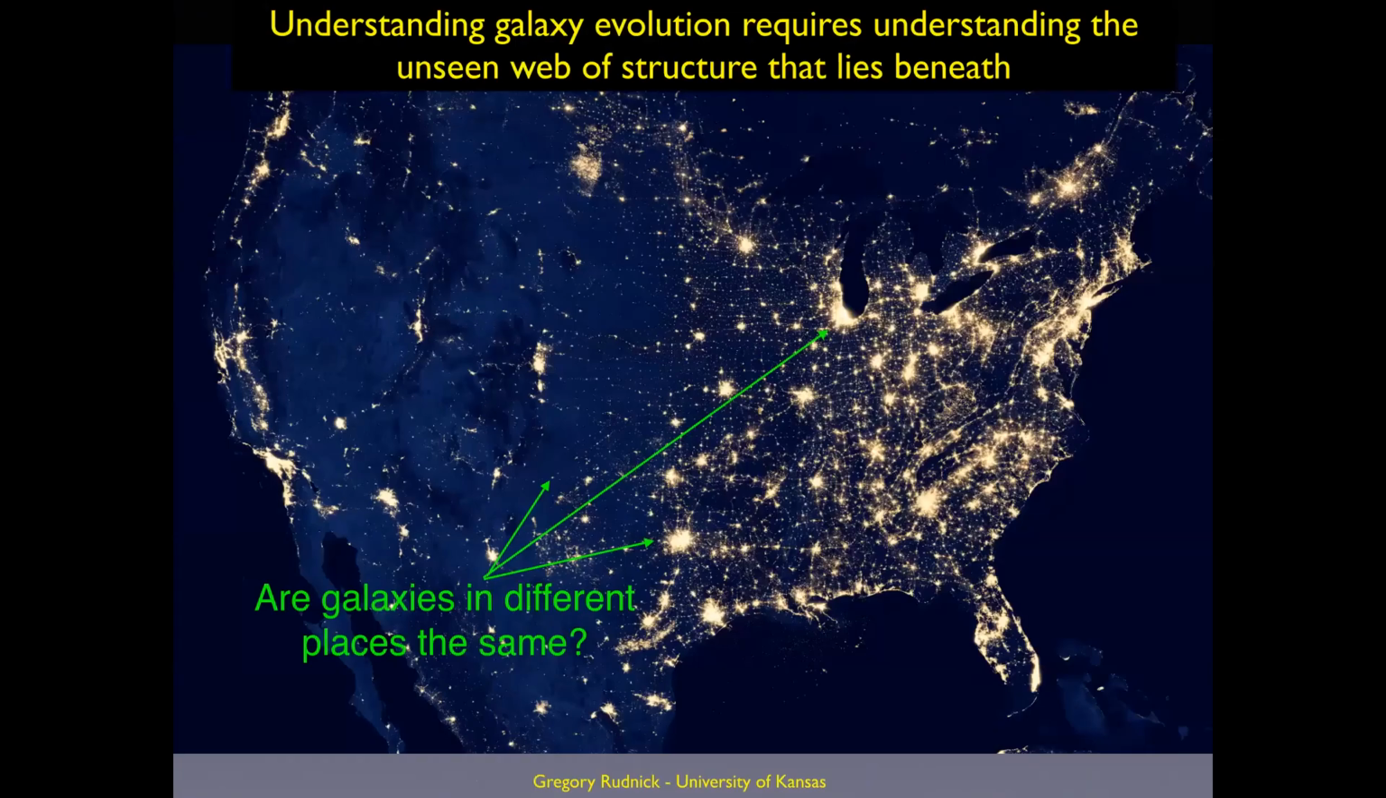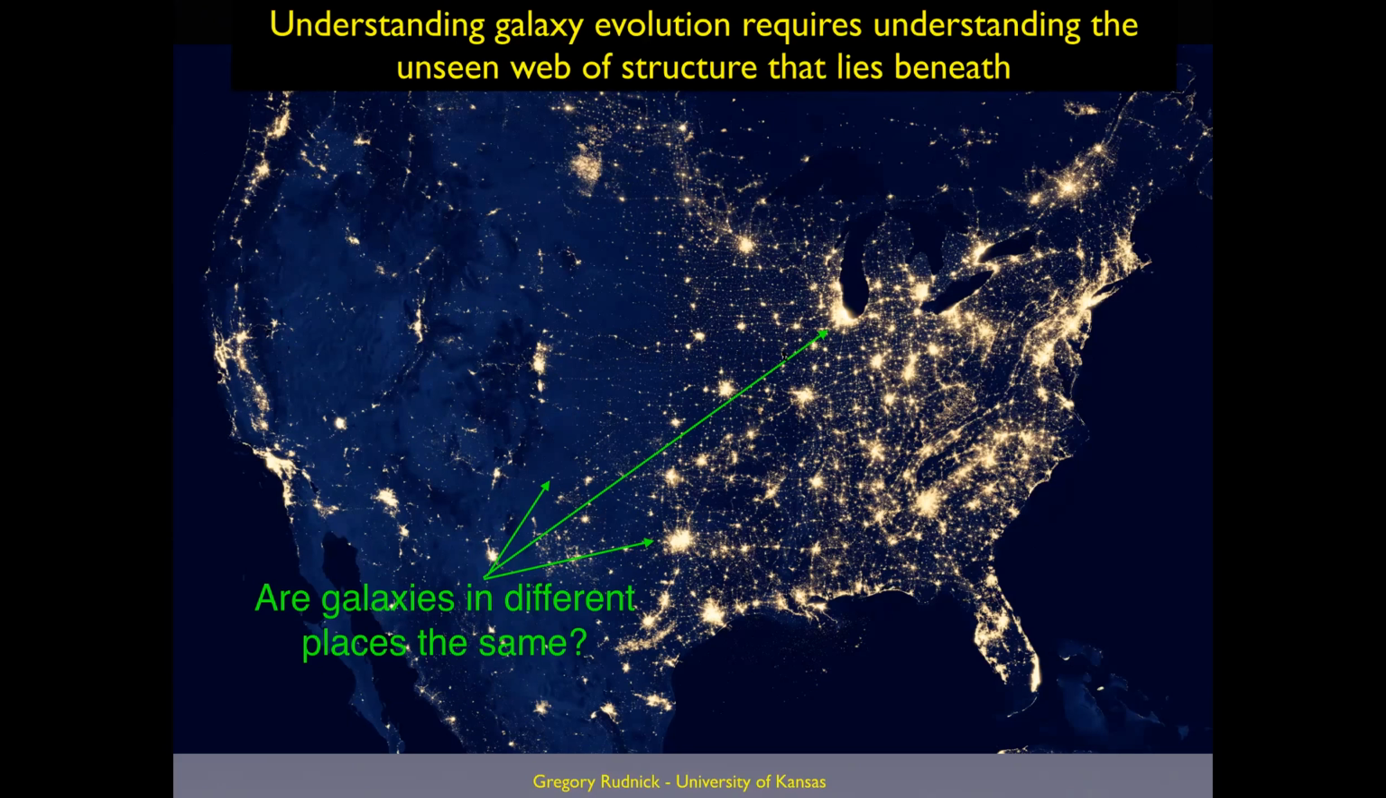Now, if we want to understand how galaxies evolve, we don't just have to understand those things we can see, we also have to understand the web of structure beneath. So this is an image of the United States taken at night. And you can see that these bright dots, which are actually posts of light on the planet Earth, are not randomly distributed through the US. There are big clusters like my hometown, Chicago. There are voids like the Rockies, which some of us said they would not be able to visit for their winter vacation. And galaxies are distributed on these little filaments, right?